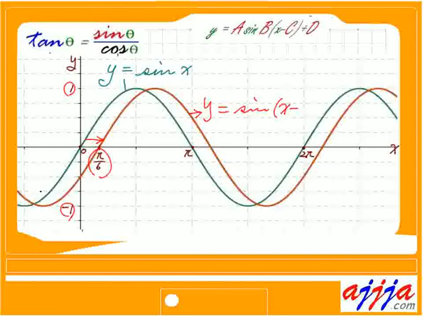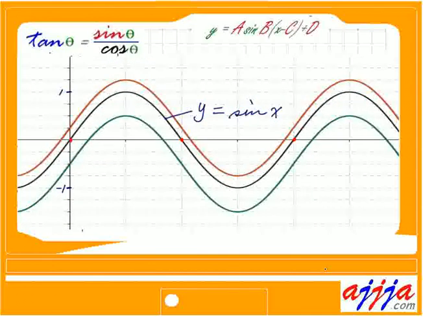Look at this. The original one right there in the middle, that's sine x, right? Then this one I moved up. What about this one? I moved down. This is talking about the D value right here, right? So moved up and down. Now, the bottom one first. How about that? Moved down.